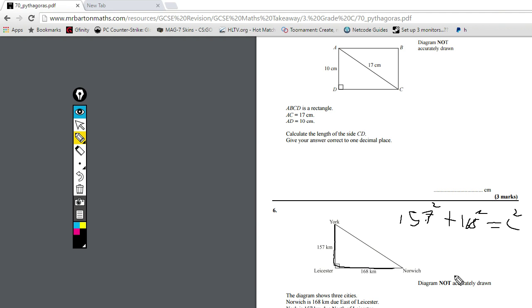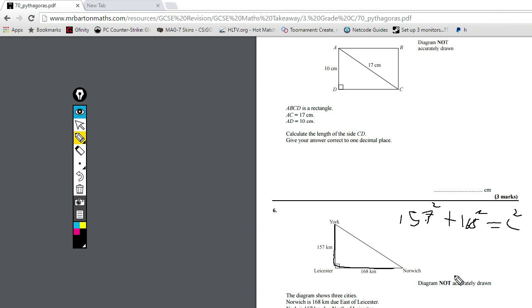157 squared equals 24,649. You're going to add that to 168 squared. They're going to be very big numbers, so don't worry. That's going to give you 52,873. And what you're going to do with that is square root it.